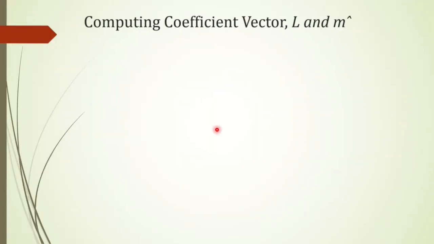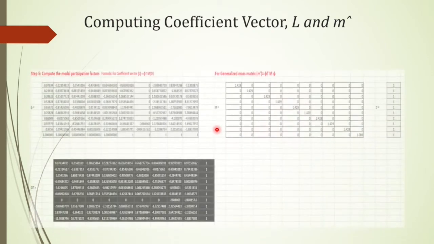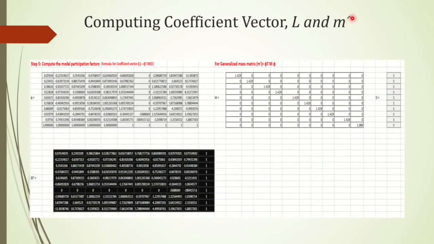Next is computing coefficient vector L and M. Hindi lang natin nalagay dito, no? Let's just call it M prime. So, ito yun siya, guys. Compute the modal participation factors. Formula for coefficient vector L is equal to phi t. So, itong phi t, guys, is just the transpose value of the phi. So, ano yung phi? Phi is ito yung kanina, yung na-solve natin na mga values, or ito yung eigenvalues. So, the M, the mass, and the D.